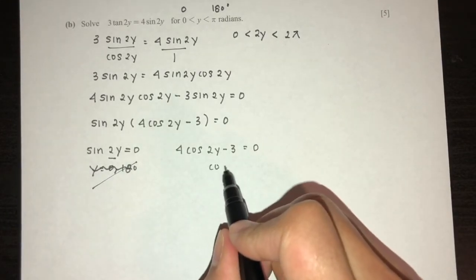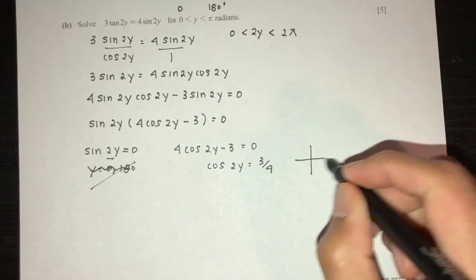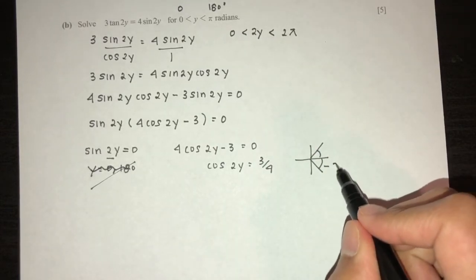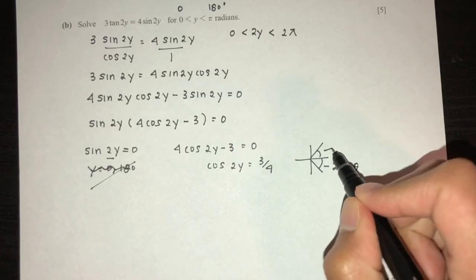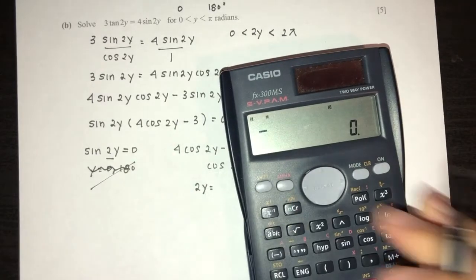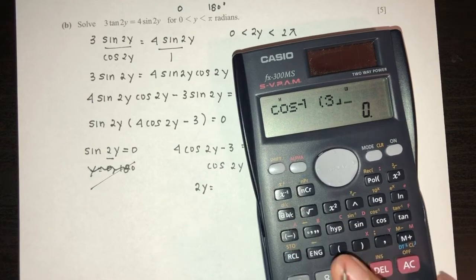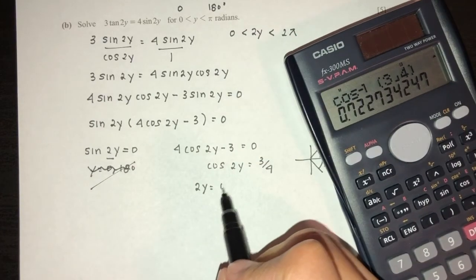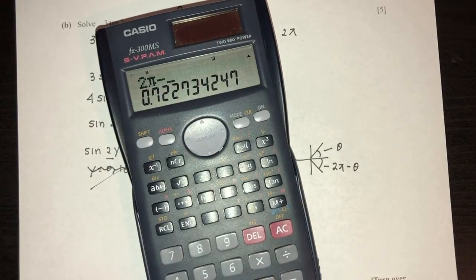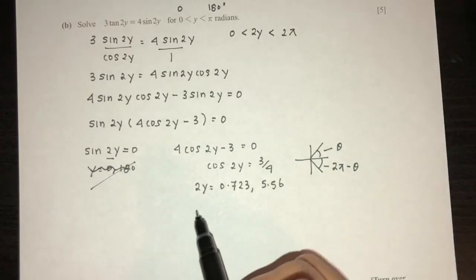So cos 2y is 3 over 4. It is positive. Has to be in your first quadrant and your fourth quadrant. This is 2 pi minus theta, and this is theta. So 2y has to be cos inverse. Have to use radians of 3 over 4. That will be 0.723, and 2 pi minus answer, 5.56.